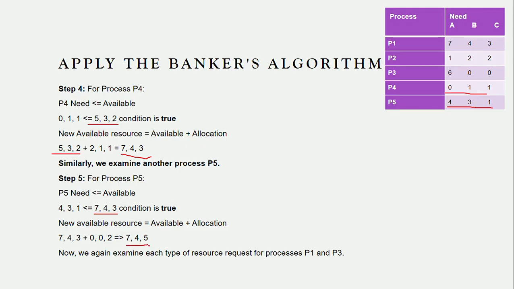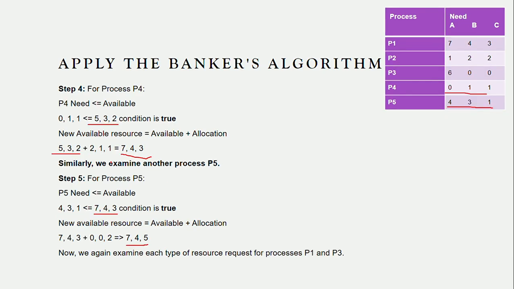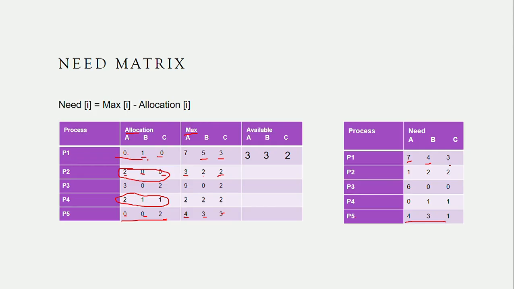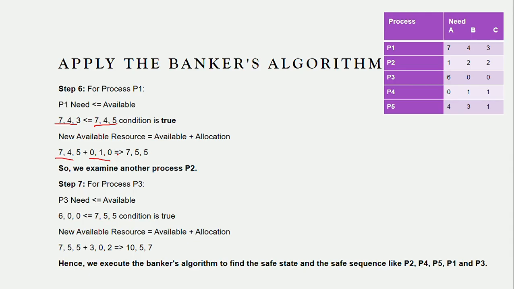Now the first and third processes we still have not executed. So we have to try for P1. Again we will check the need for P1, that is 743, and the new availability is 745. Now the condition is true, that is, need is less than available. So we can allocate the resources for P1. Once P1 is over, it will free the resources which it is holding. So 745 plus the resources held by P1. P1 was holding, you can see, 0, 1, 0. So that we have to add. You can see 0, 1, 0 is added and the new availability is 755.